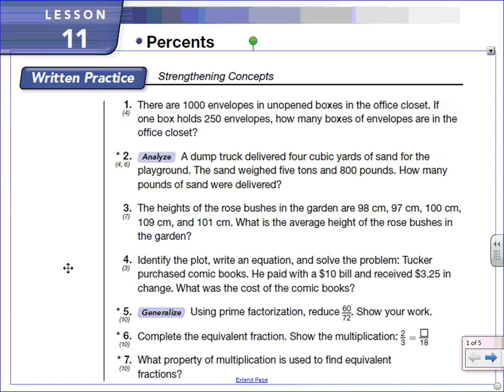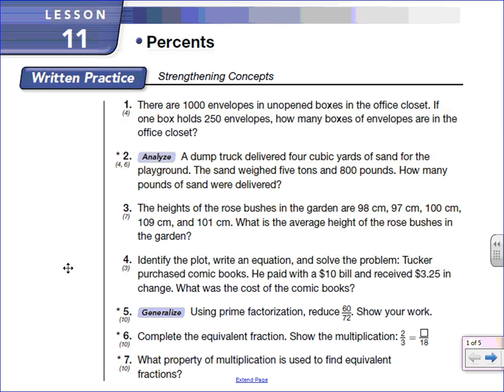Lesson 11 is on percents, although the written practice doesn't refer a lot back to this lesson. So lesson 11's written practice is really a lot of review. So the first one comes from lesson 4, equal groups. There are 1,000 envelopes in unopened boxes in the office closet. If one box holds 250 envelopes, how many boxes of envelopes are in the office closet?